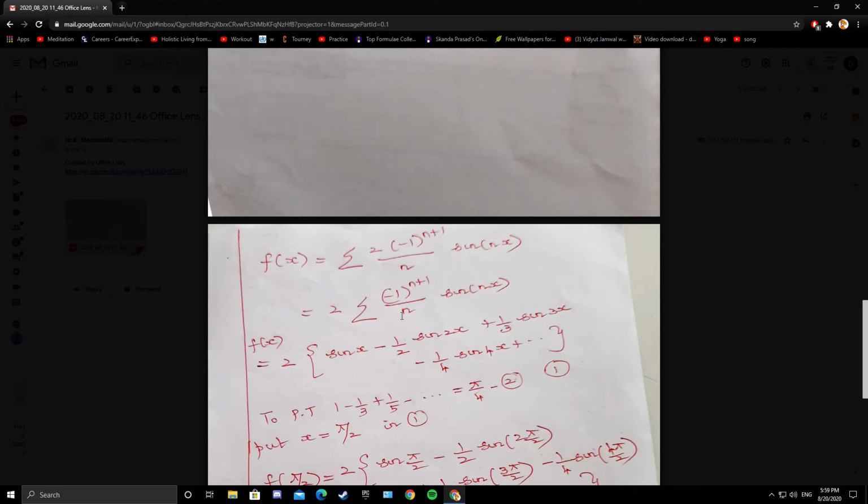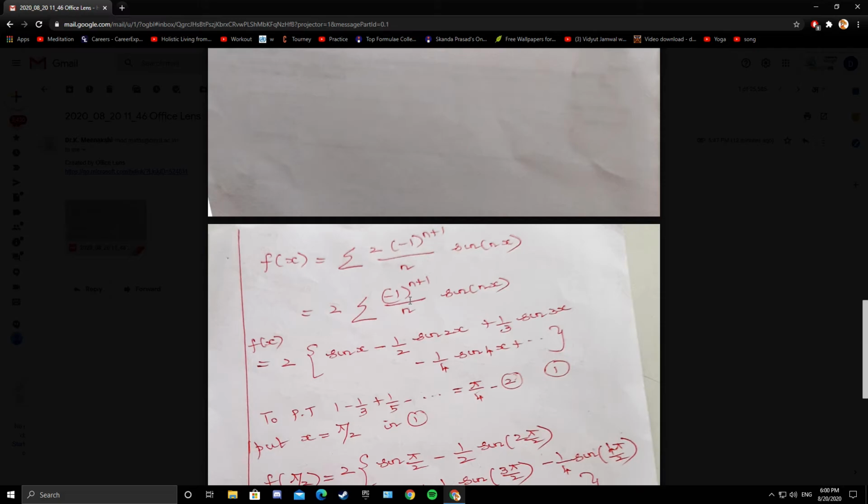to infinity. So if n is 1, sin x, if n is 2, minus 1 whole power 2 plus 1, that is minus 1 by 2 sin 2x. If n is 3, minus 1 whole power 3 plus 1, that is 1 by 3 sin 3x. If n is 4, minus 1 whole power 4 plus 1, that is minus 1 by 4 sin 4x plus etc.